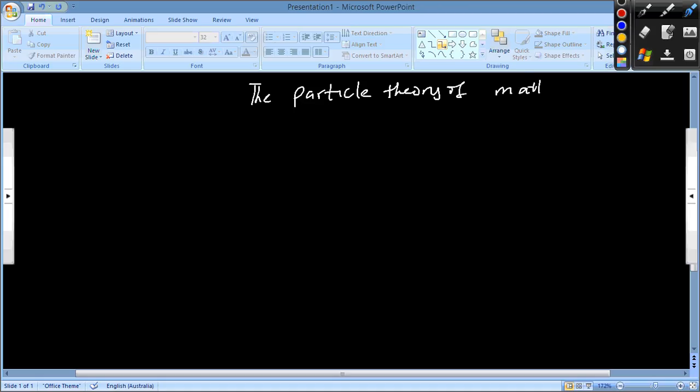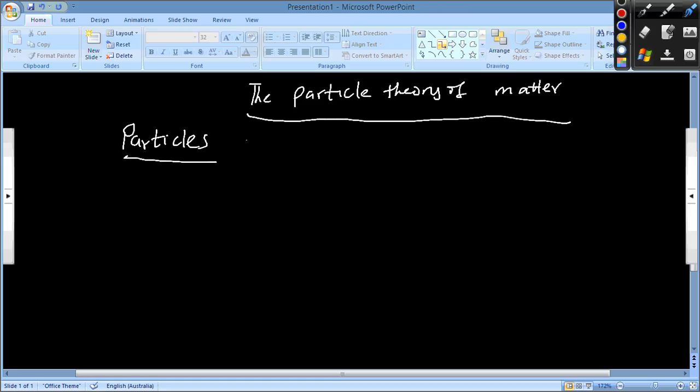In this section, what we mean by the particle theory of matter is that we need to know that particles behave in some ways depending on what form they are in. For example, all substances are made of particles.